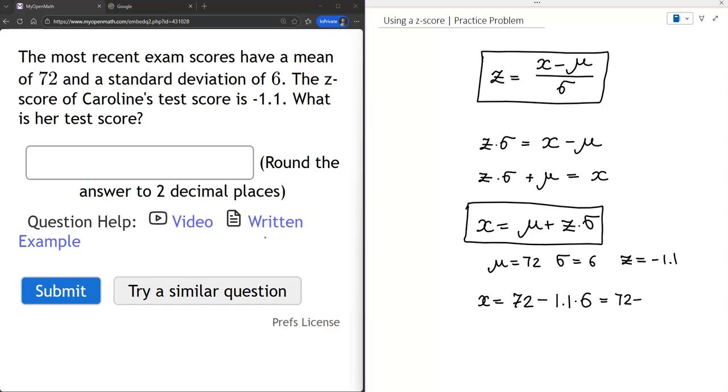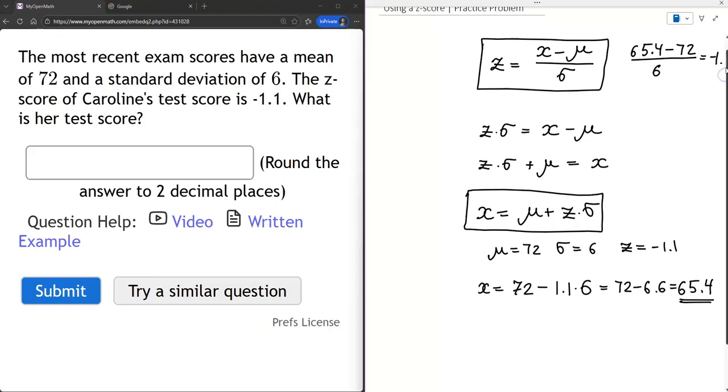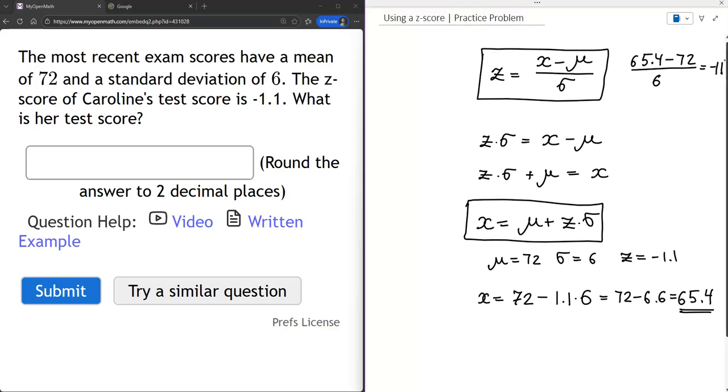So it's 72 minus 6.6, which is 65.4. So this is Carolyn's original score. That means if you take Carolyn's original score and compute her z-score using the given mean and standard deviation, you're supposed to end up with -1.1. You can check that on your own.